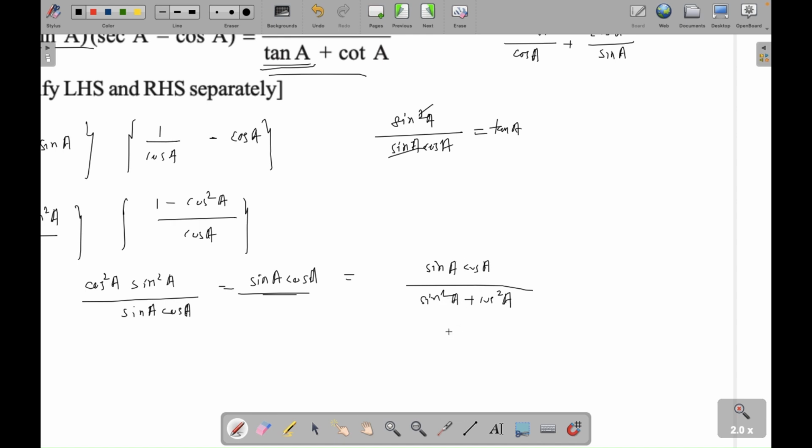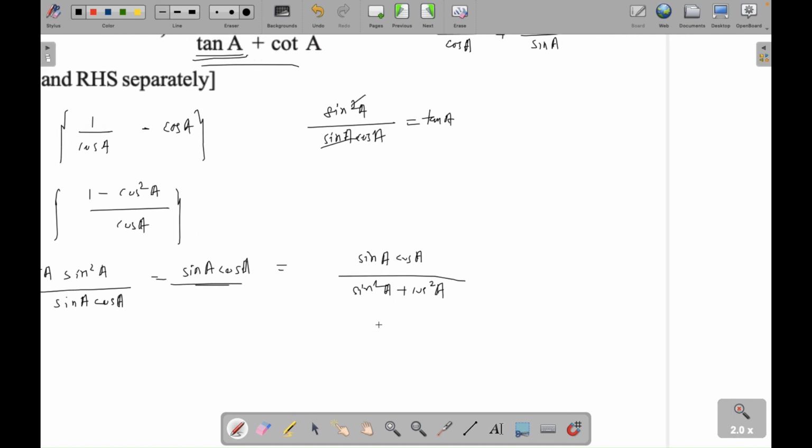Right, so I will just take this sin A cos A in the denominator. So I'll get 1 upon sin square A upon sin A cos A plus cos square A upon sin A cos A. Right, so this becomes 1 upon tan A plus cot A.